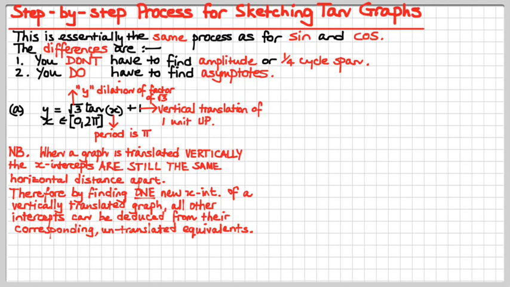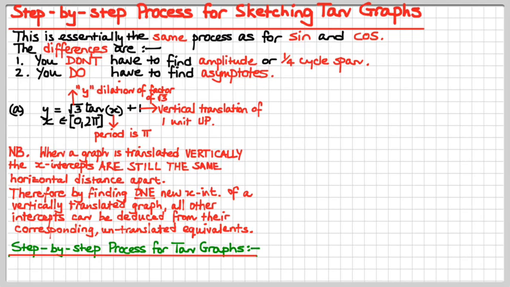And you can just work out by working one new x-intercept or y value in relation to the other untranslated graph. You can work out by horizontally shuffling to the right or left what all the new corresponding x-intercepts are going to be. You can't do that with sine and cos, because with sine and cos the distance between the x-intercepts changes with vertical translations, but it does not with tan.